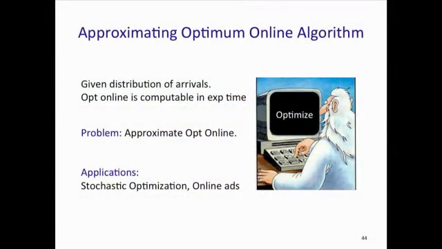Let me be more specific. So, in particular, let's say you have some online optimization problem, and you are given the distribution of the arriving inputs a priori. So you know the distribution. Now, once you know the distribution, you can compute the optimum online algorithm in exponential time. You can write an exponential time dynamic program and compute it. Now, the question would be, how can you approximate this optimum online algorithm in polynomial time? Now, the answers to this question can have a lot of applications in stochastic optimization, for example, in online advertising, or in flight scheduling, many other fields.